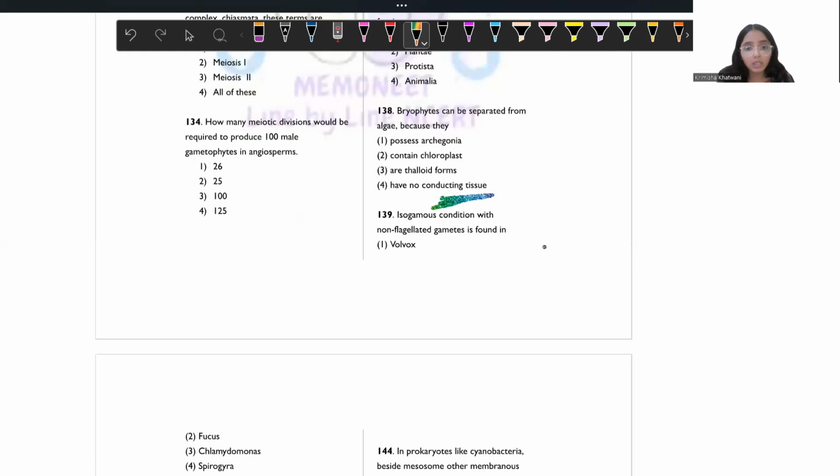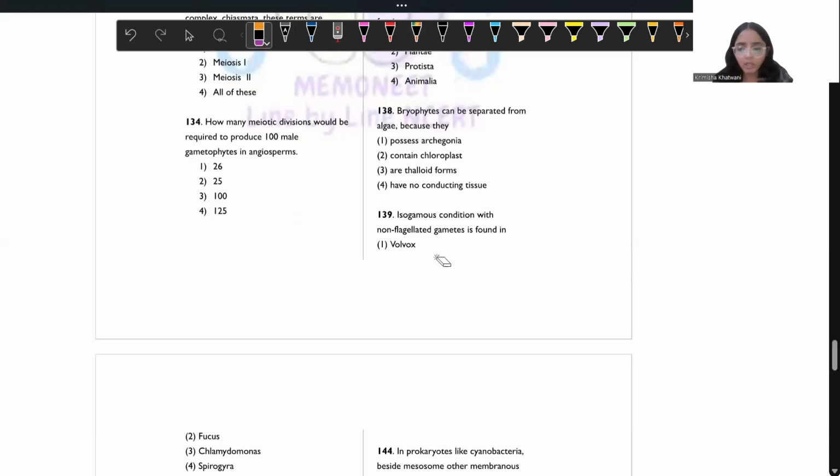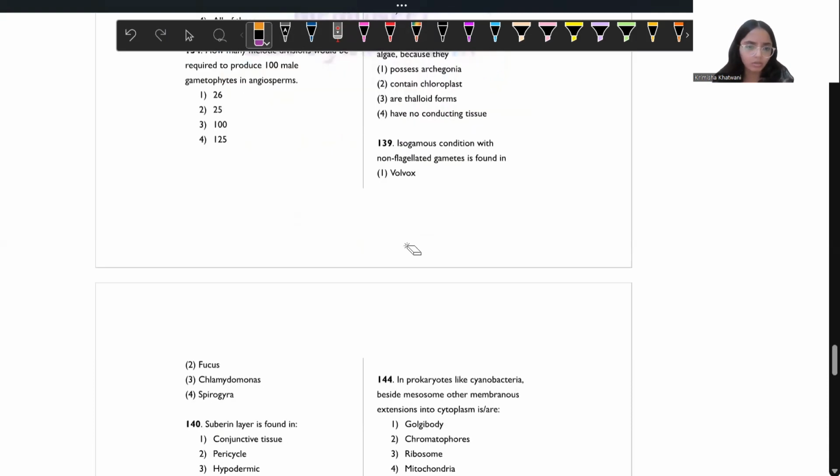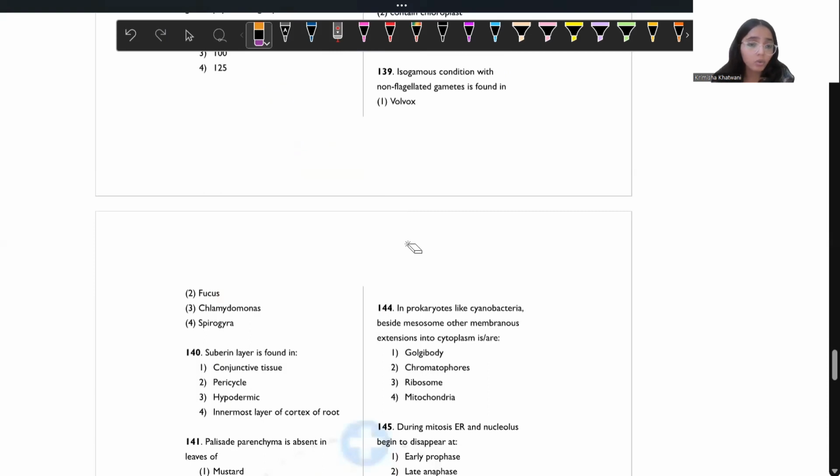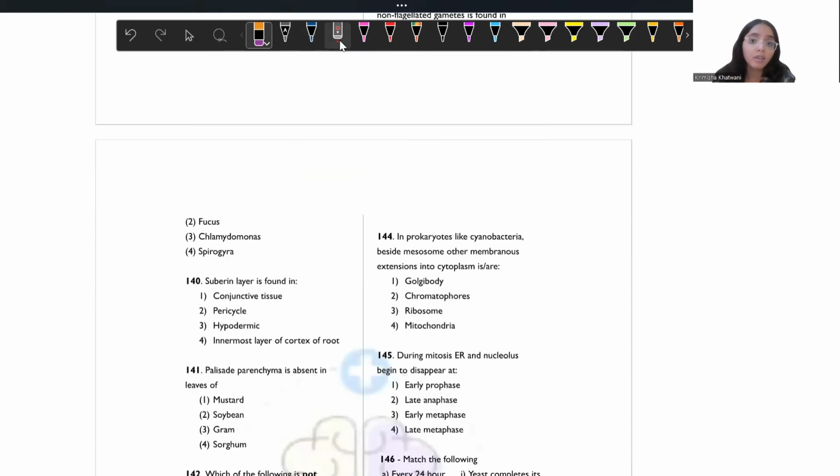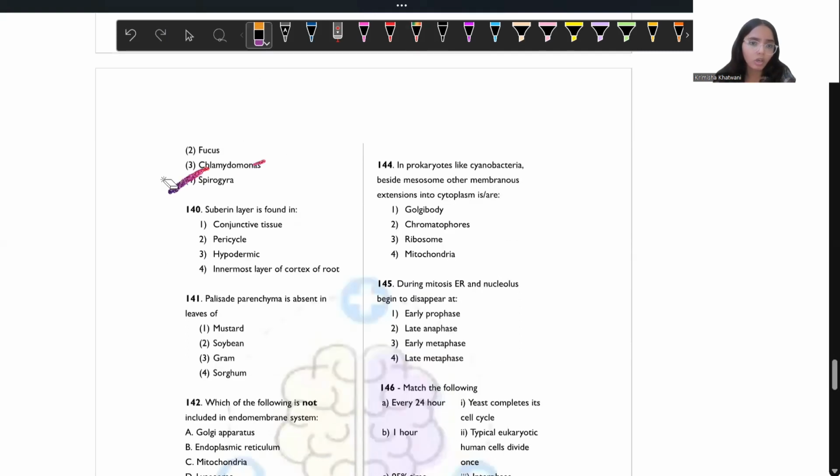Now, isogamous condition with non-flagellated gametes is found in, see, without reading the options also I can tell you the answer. It is found in Spirogyra. Volvox and Fucus have non-motile female gamete and motile male gamete. Chlamydomonas has motile gametes. Spirogyra has non-flagellated isogametes. Isogametes means both male and female gametes have similar structure. Understood? So the answer to this question is option 4.